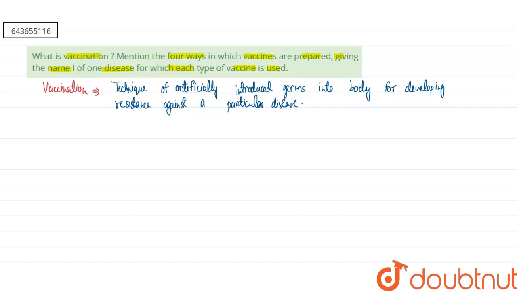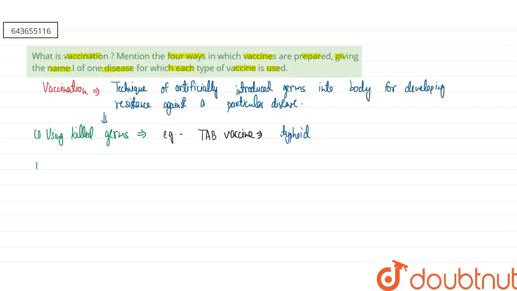If you are talking about the methods of vaccination, our first method is using killed germs. Here we can utilize killed germs, or killed microorganisms, or killed pathogens as a vaccine. For example, we can take the example of our typhoid vaccine, the TAB vaccine, which is generally used for typhoid. This includes killed germs.